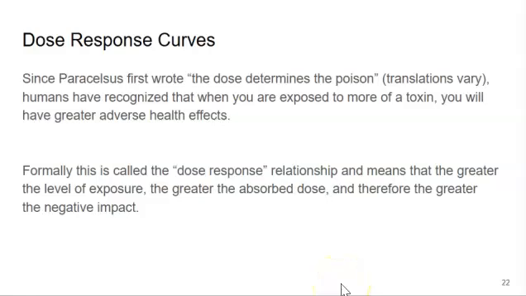Okay, this is Dr. Al again. Now we're going to talk about dose response curves in this short lesson on toxicology fundamentals.